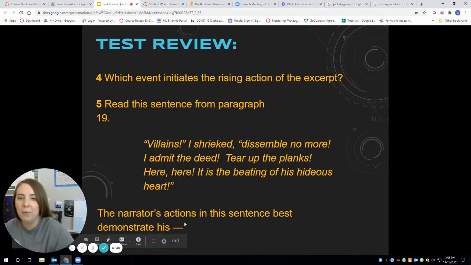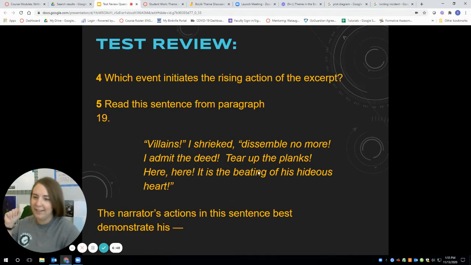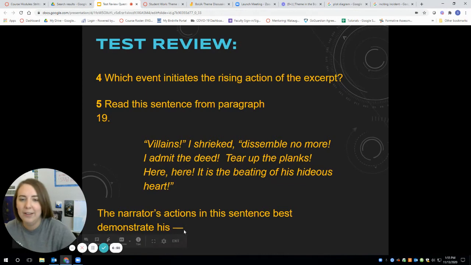So we want to know, what are his actions in this sentence? Well, the actions are that he's shrieking at the police, he's tearing up the planks, and he's revealing himself. He's literally ratting himself out. So the actions in this sentence best demonstrate his insanity. He's off his rocker, right? He gave himself away.